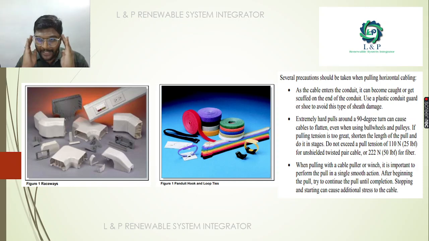Next, if you are planning to pull horizontal cables, you need to keep these 3 precautions in mind. First, as a cable enters the conduit, it cannot become caught or get scuffed at the end of the conduit. Use a plastic conduit guard or a chute to avoid this type of sheath damage. That is the first thing.